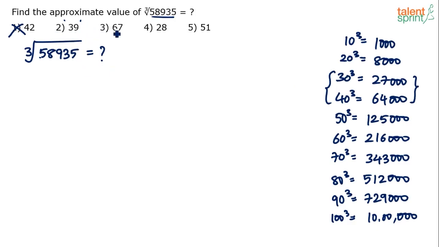Now, if you look at the third option, 67, it's out of range, right? Not between 30 and 40. 28 again, not between 30 and 40. It is less than 30. It cannot be the answer, right? Because 30 cube itself is 27,000.